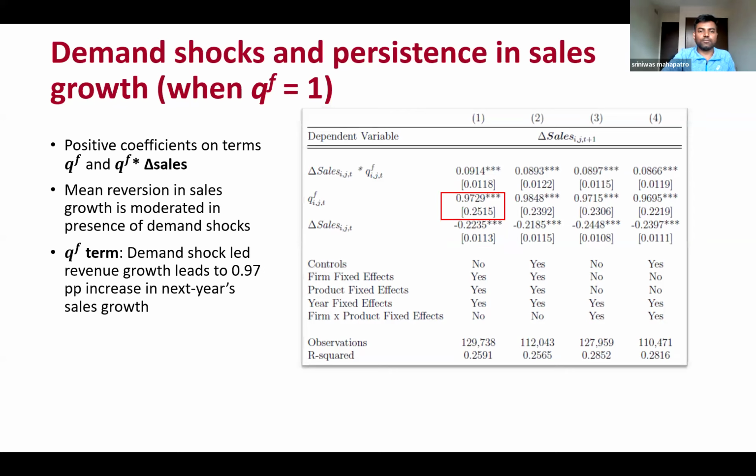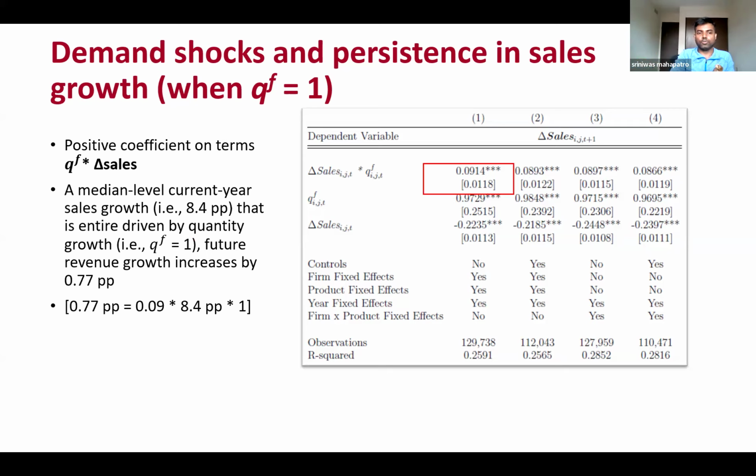Now coming to the additional terms, let's talk about the first one, which is the quantity growth factor. Here we have a strong positive coefficient, which suggests that the mean reversion in sales growth that we saw in the third term is moderated when we have a higher quantity growth factor. If I take a quantity growth factor of 1, the hypothetical case where the entire sales growth is because of quantity growth, which I can also term a demand shock, we find that revenue growth leads to a 0.97 percentage point increase in the next year's revenue growth.